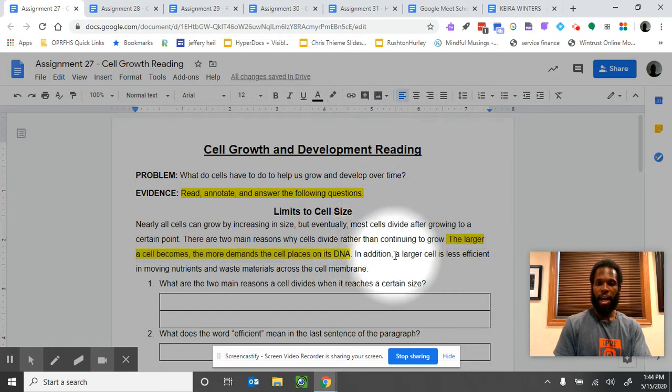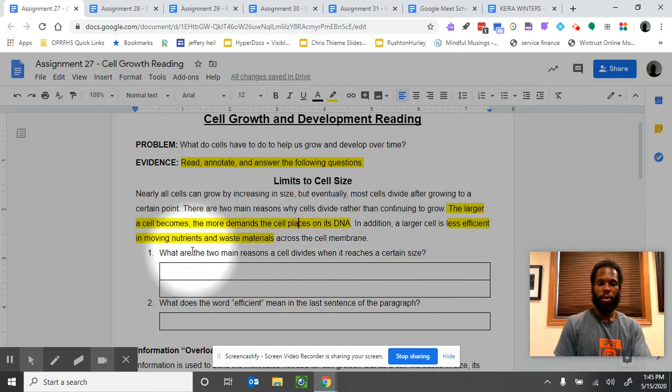In addition, a larger cell is less efficient at moving nutrients and waste materials across the cell membrane. Question 1. What are the two main reasons a cell divides when it reaches a certain size? Well, here we have one reason. The larger the cell becomes, the more demands the cell places on its DNA. Second reason is it's less efficient at moving nutrients and waste materials across the cell membrane. This means moving things in and out of the cell.